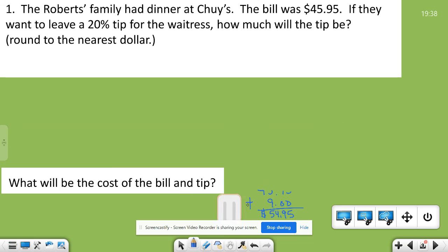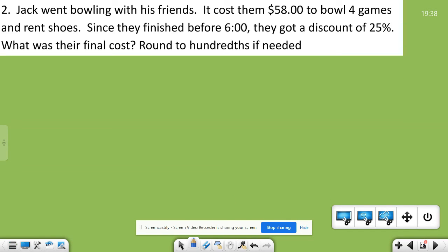I would refer back to this video whenever you're working your problems. Jack went bowling with his friends. It cost them $58 to bowl 4 games and to rent shoes. Since they finished before 6 p.m., they got a discount of 25%. What was their final cost? So we're looking for a final cost, and then round it to the nearest hundredths if needed.